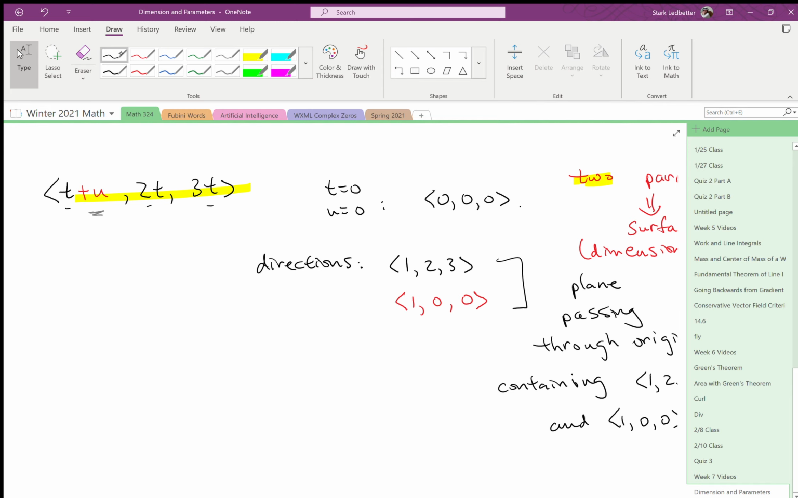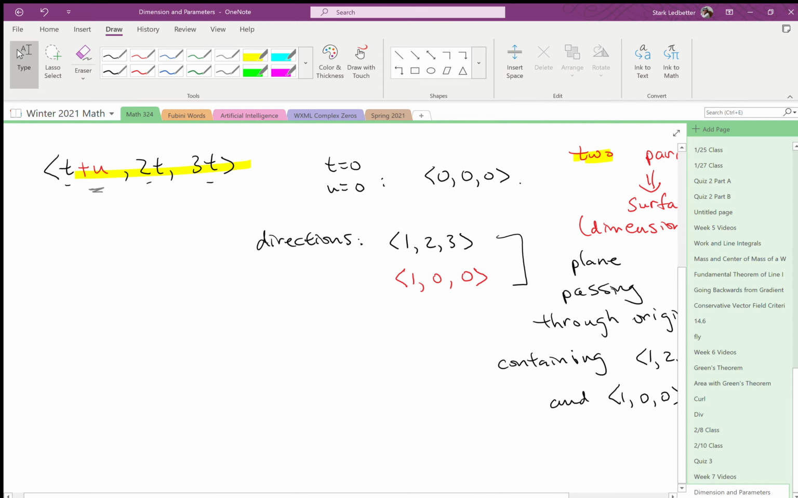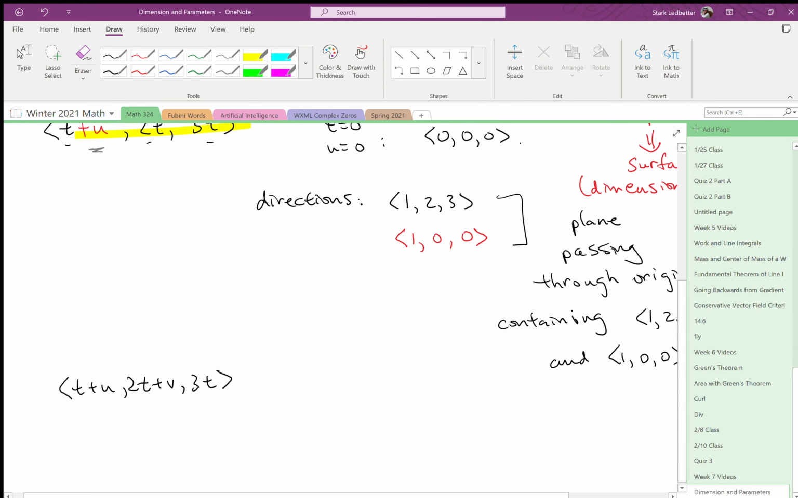If I added three parameters, I'm going to argue that I could get more or less. It depends. If I added a third parameter just in the x-coordinate, I couldn't do it. So I couldn't do t plus u plus v, comma 2t, comma 3t. I couldn't get anywhere in 3-space there. That's a weird adding of a third parameter. So there's some things that aren't allowed, but basically, if I have 3 parameters, if I did it this way, I could certainly do it. This can get me any point in R3.